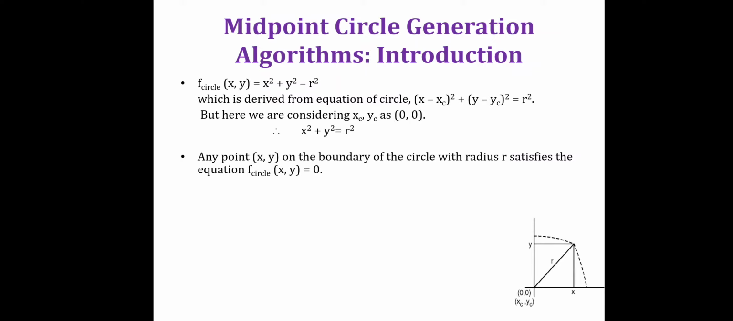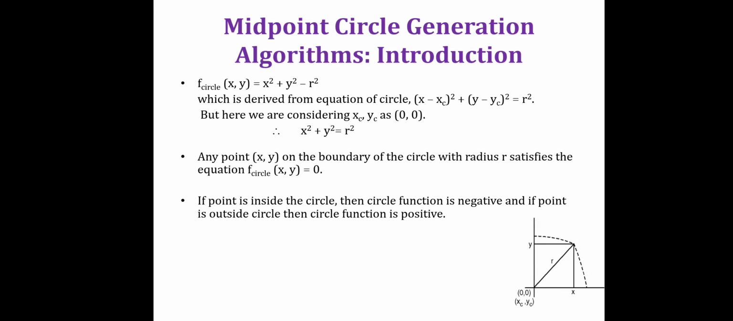Then we are saying that if any point lies on the circumference of the circle, then it should satisfy the equation of that circle. If I say a point is x comma y, you can see here this point x comma y is on the boundary of the circle. This dotted curve shows the boundary of the circle, with radius r, which you can see is given as r. Then it should satisfy the equation of the circle, right? How is it going to satisfy? We put it in the form of x square plus y square minus r square, right?